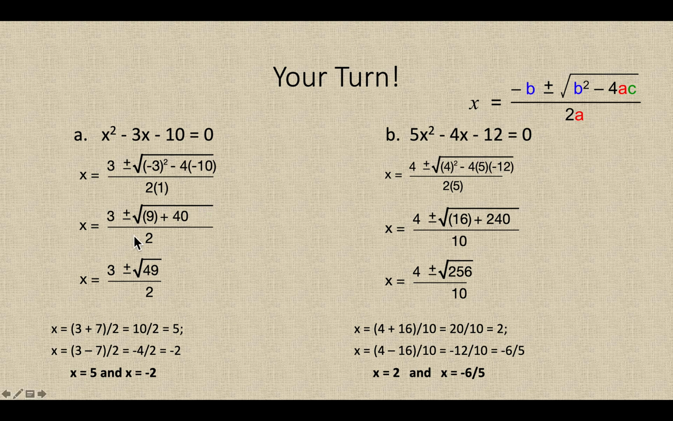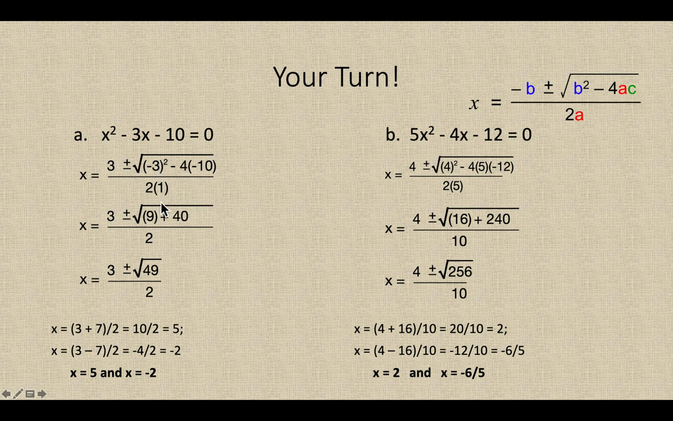So here's what my work looked like. So here's the creation of my equation. So 3 plus or minus the square root of negative 3 squared minus 4 times negative 10. And it's 4ac, and our a is 1, so I just left the 1 out. And that's all over 2a.